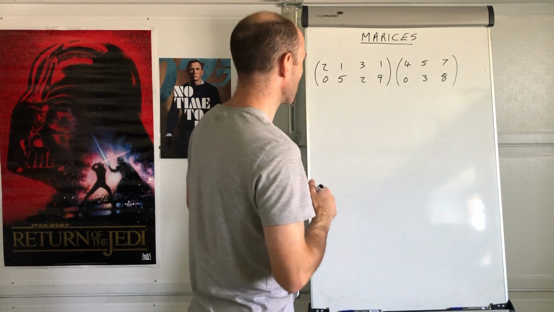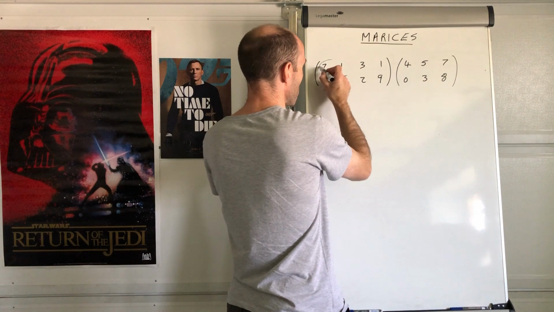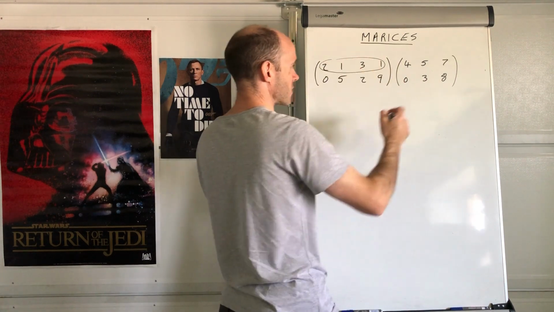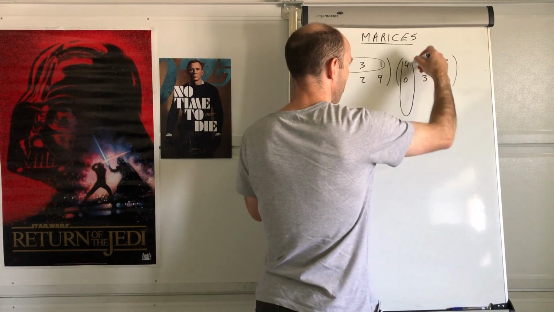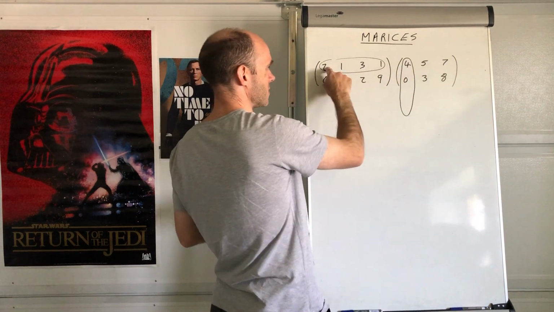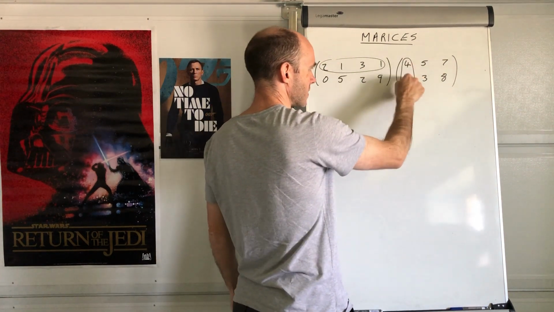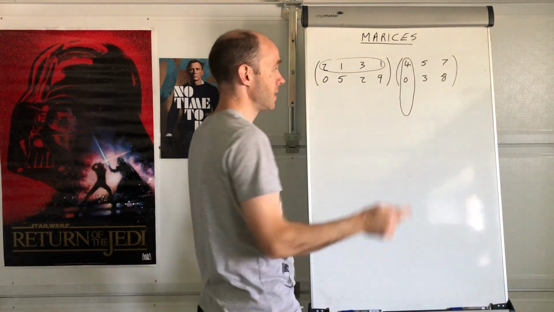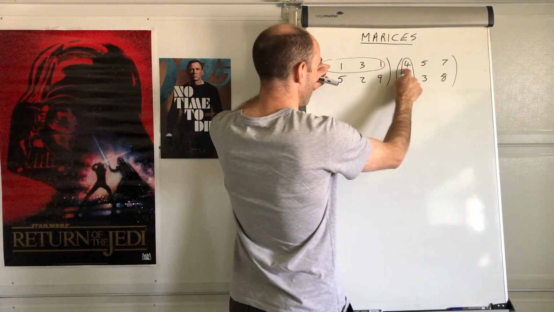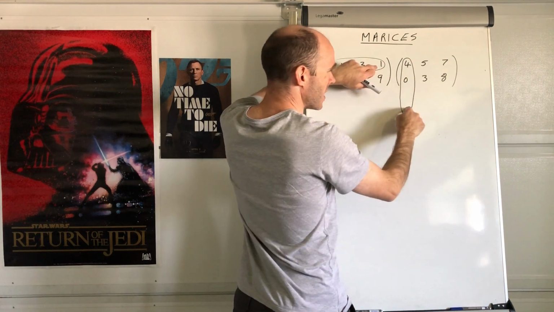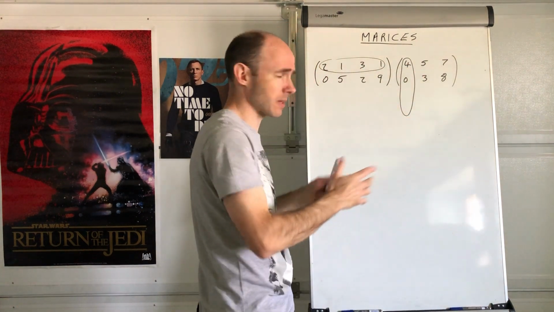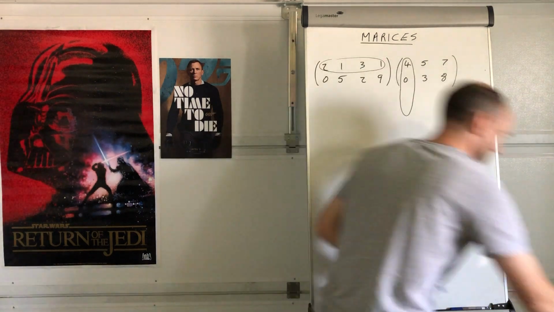Because look, what you can do is start with the first row, and then start with the first column. You need to have the same number of elements in that row as in this column, because otherwise you can't do it. Because you're going to do 2 times 4, 1 times 0, you need to do 3 times that and 1 times that. Because there's nothing there, you can't do it. That can't be done.